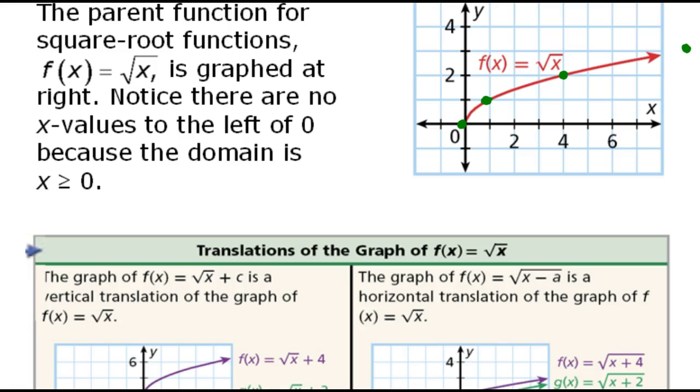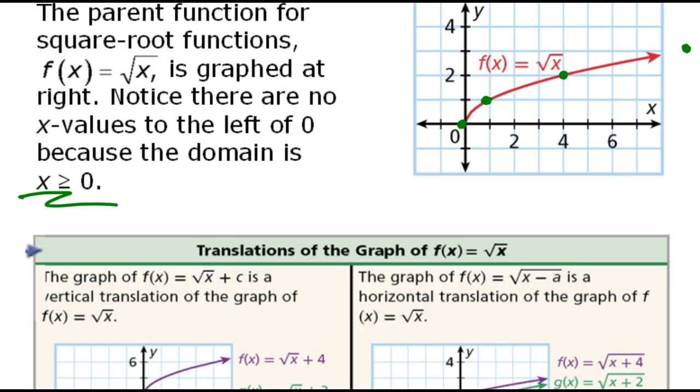The thing about the square root function is that it has a restricted domain because you cannot have the square root of a negative. So because you can't have the square root of a negative, the domain is restricted, in this case, on the parent function, to be x greater than or equal to 0.